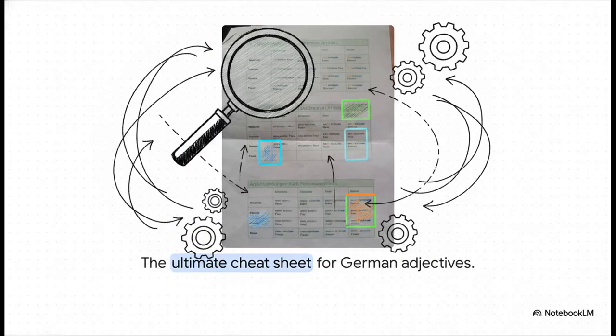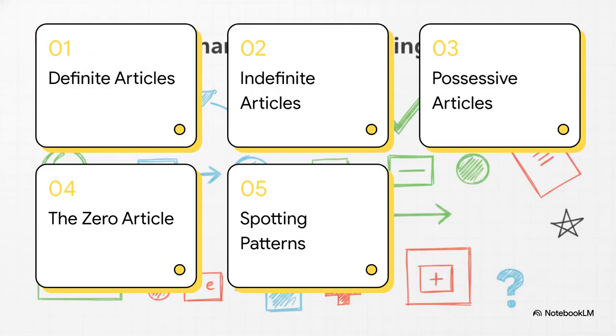Now, the ultimate German adjective cheat sheet might look like an intimidating wall of charts, rows, and columns. I know it looks like something out of advanced calculus, but we are absolutely not going to memorize this brute force style. That just never works. Instead, we're going to break it down into manageable, logical chunks. By tackling the system section by section, we'll easily decode the matrix together and find the beautiful simplicity hiding underneath all of that text. So here's our game plan for today. We're going to hit 5 key areas. First, after definite articles, then indefinite articles, possessive articles, using the zero article, and finally, spotting the patterns.